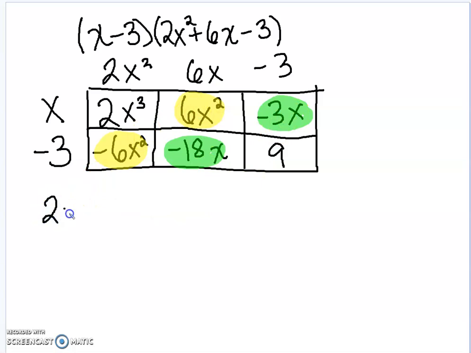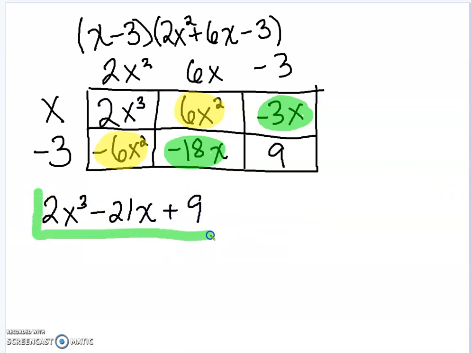So our final answer is going to be 2x cubed. I had 6x squared, but I take away 6x squared, so we actually have no x squared terms. Then I have negative 18x, and I'm taking away 3x, so I have negative 21x and plus 9. And that would be our final answer.